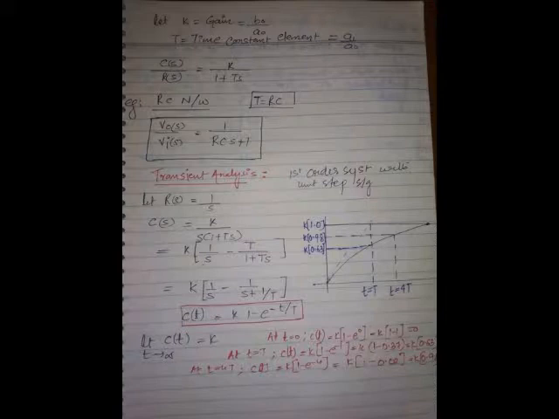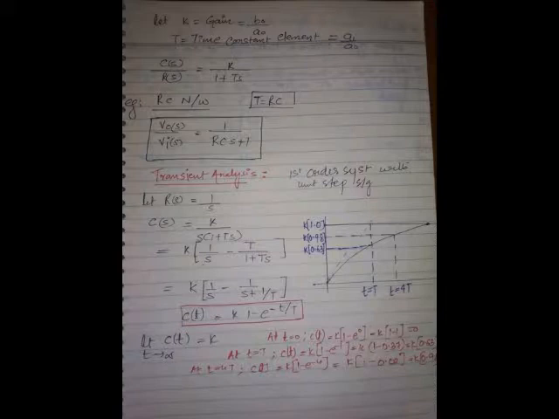If you observe, at t equal to 0, x naught of t will become K into (1 minus 1), 0. So when t is 0, the response is at 0. At t equal to T, because the response is depending on the time constant, x naught of t will become K into (1 minus e power minus 1), which is K into (1 minus 0.37), K into 0.63.